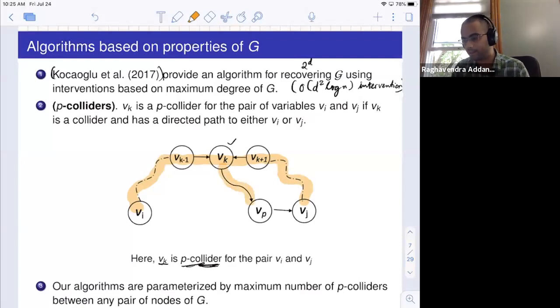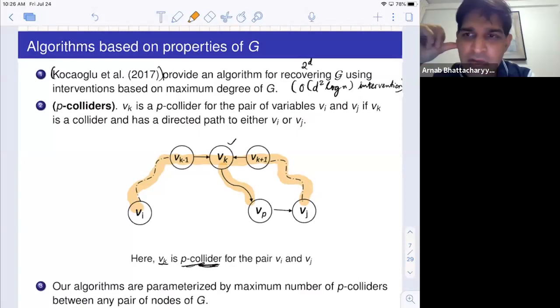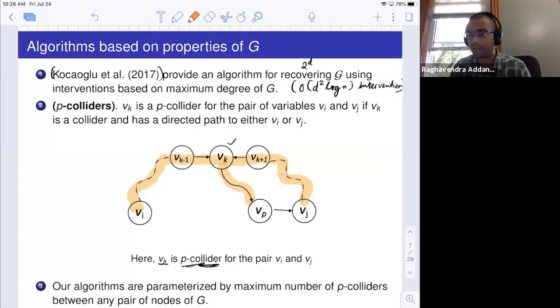So paths when we deal with causal discovery are always undirected. Whenever there are directions involved, we specify it. So this Vi to Vj path is undirected. There are directions, we just don't care about them when we define the notion. So there are no latents here, or? So this path can involve latents.